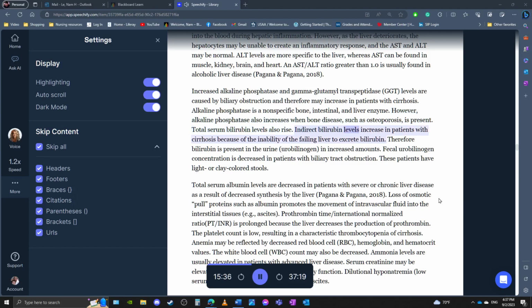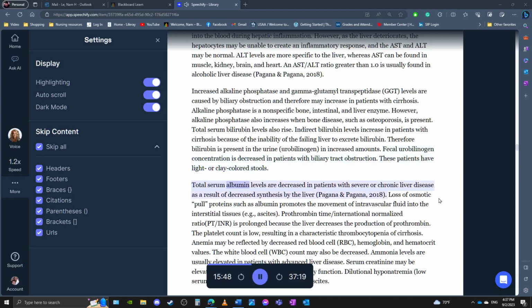Indirect bilirubin levels increase in patients with cirrhosis because of the inability of the failing liver to excrete bilirubin. Therefore, bilirubin is present in the urine in increased amounts. Fecal urobilinogen concentration is decreased in patients with biliary tract obstruction. These patients have light or clay-colored stools.